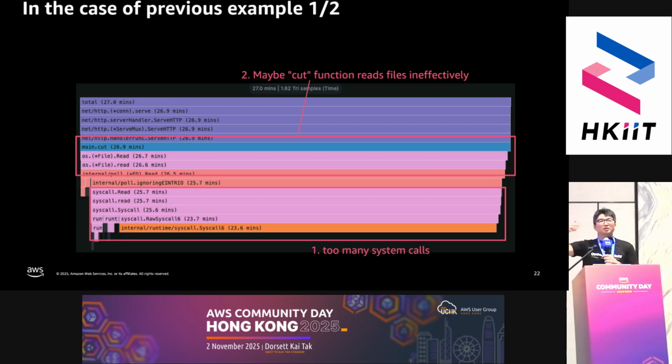So that should be well implemented by the main Go team, so that should be really performant. So what I get is that, okay, maybe the function I've implemented is calling os.file.read in an inefficient way, maybe.